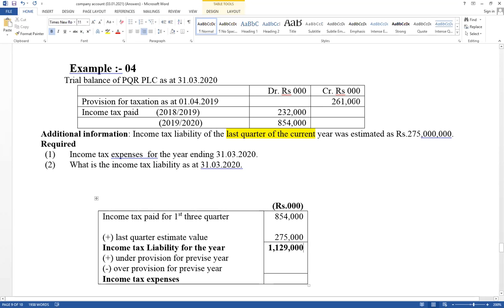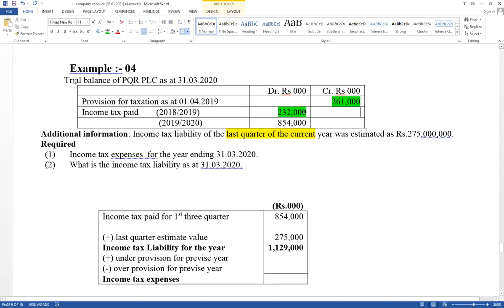Provision 261,000, that is the value considered as expense previous year. Estimated and considered as expense, but actually paid for that equal. Think about this one and this one. Those are things relevant for under provision or provision. This is a provision, this is a paid amount.